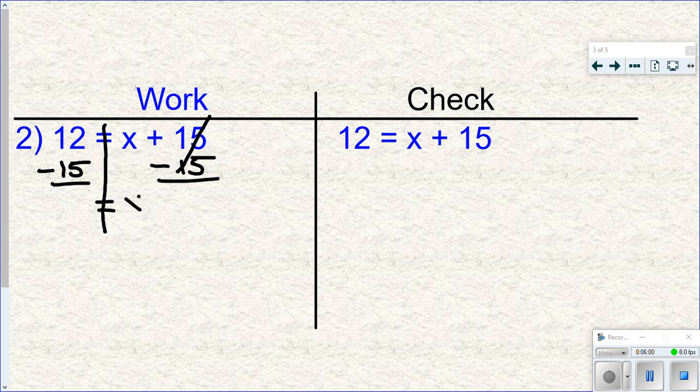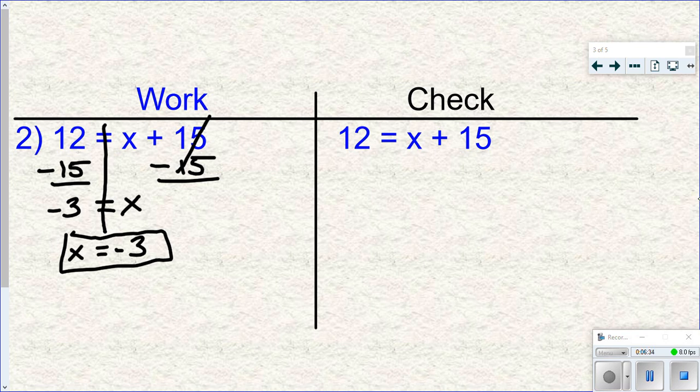So now I have the x by itself, and then 12 minus 15 is going to give me my answer. And 12 minus 15 is negative 3. So the value of x is negative 3. Now, in algebra, when we say x is equal to negative 3, we prefer that you spin this around and write it like this. Okay, so instead of saying negative 3 equals x, spin it around and just say x equals negative 3. So what we're saying is that negative 3 plus 15 is equal to 12.